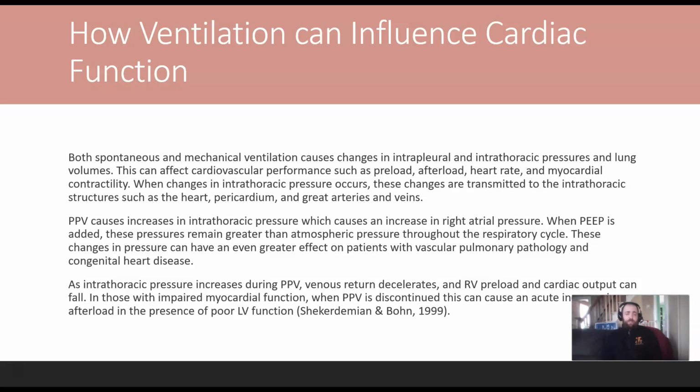So in patients with impaired myocardial function, when you discontinue positive pressure ventilation, either through extubation or when you start them on a spontaneous breathing trial, this can actually cause an acute increase in afterload in the presence of poor left ventricular function. So when they aren't getting those high levels of positive pressure, that increase in afterload can actually cause a congestive heart failure exacerbation.